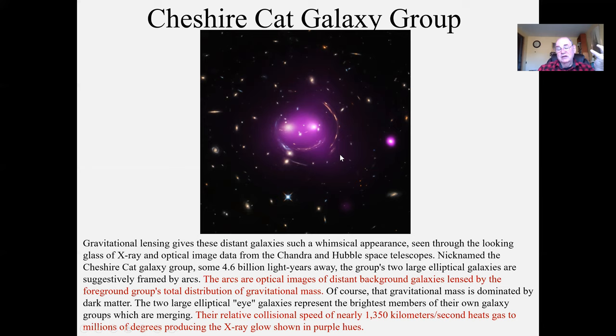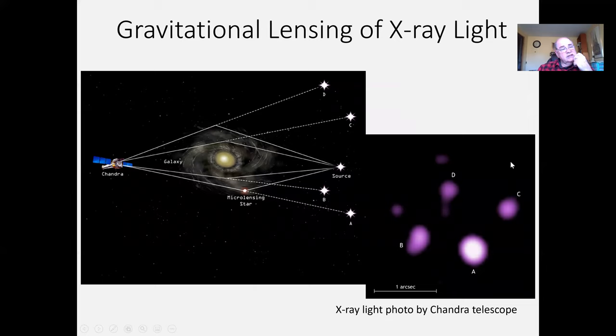But this lensing can be done not only in visible light, it can also be done in any other kind of light, for example, in X-ray light. And here's a picture from the Chandra X-ray telescope, where we have a single source of light, giving off X-ray light. And it goes through a galaxy or a galaxy cluster. You get that bending going on.